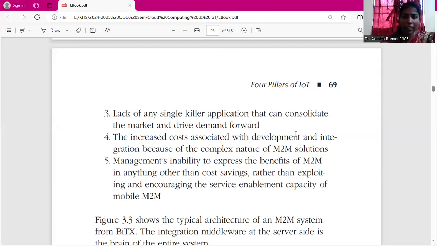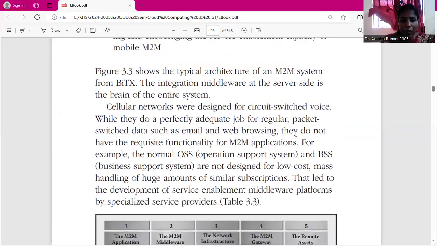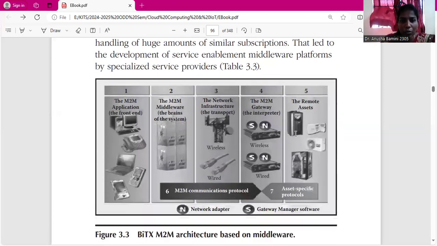In a very big M2M application, we are using small IoT devices. In those cases, managing, maintaining or tracking the small devices is very important. That was also a very big barrier of M2M. Then this picture shows you an M2M architecture based on the middleware, from device to remote, how we are connecting the M2M applications.